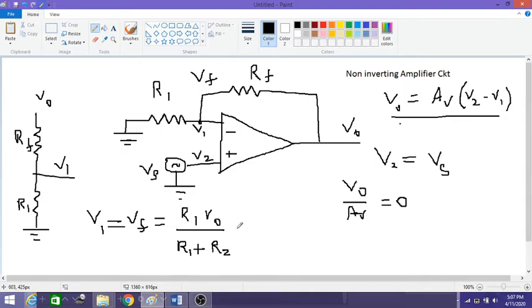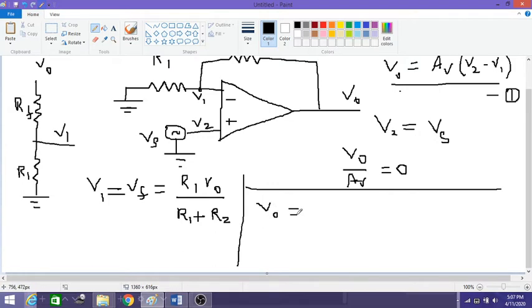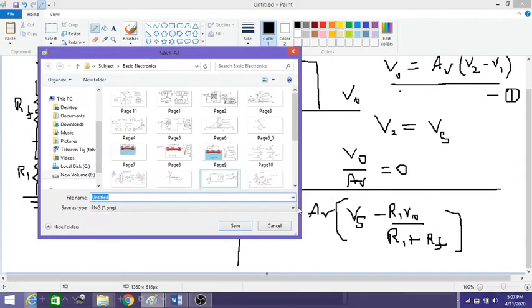So we'll get V1 as this. Now if we substitute this in equation 1, we get V0 is equal to AV of, V2 is nothing but Vs in this case, so Vs minus R1 into V0 divided by R1 plus RF. Let us simplify this equation.